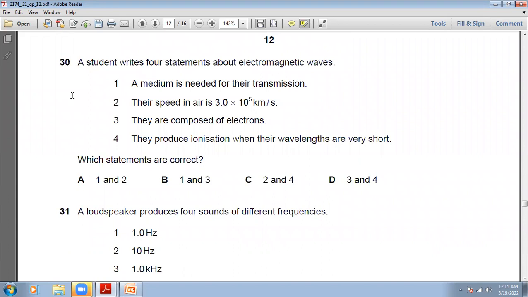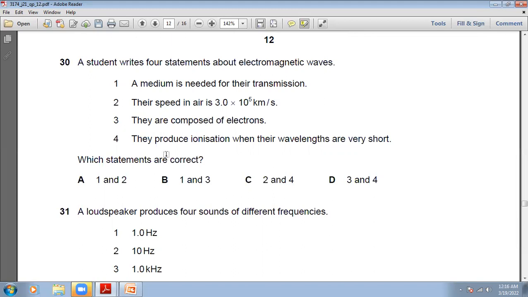A student writes four statements about electromagnetic waves. A medium is needed for their transmission. That is wrong. Their speed in the air is 3 into 10 to the power 5 kilometer per second. You remember the number 3 expo 8 meter per second, because here it is kilometer. To convert into meter per second, you multiply it by 1000. So that will become the famous number 3 into 10 raised to power 8 meter per second. So the second one is true.